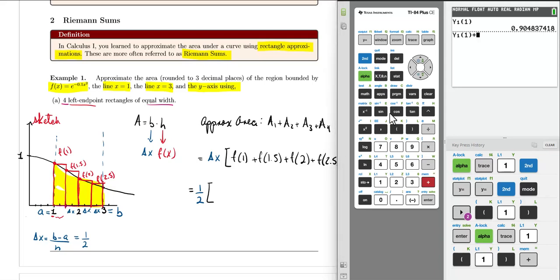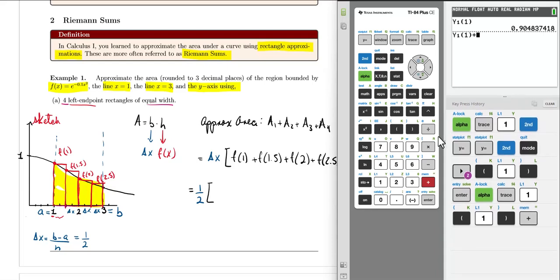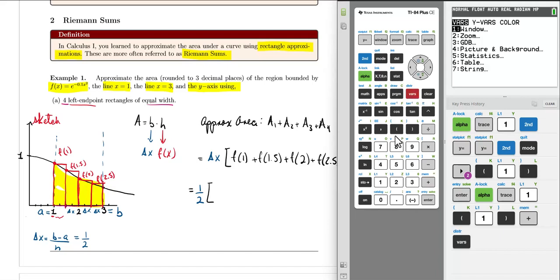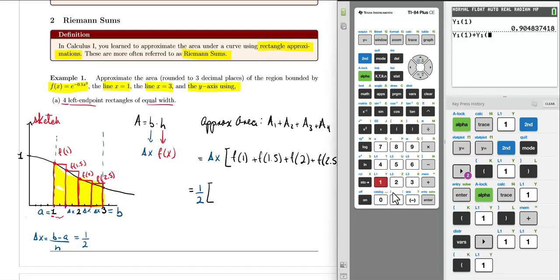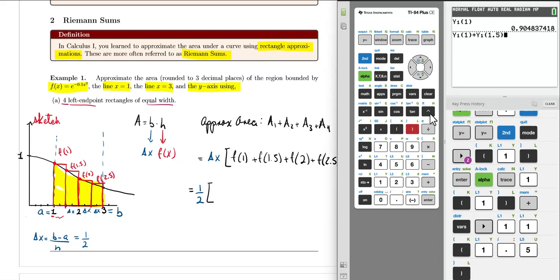Now, in case you don't have this newer type of calculator, no worries, we can still do it. It's just going to be a little bit longer. If you want to access the y functions, you need to go to the vars option or the vars button. So click on vars. Now you go to yvars. Now you select the function, and we're using the y1 here. So there we go. Put it at 1.5 and so forth.